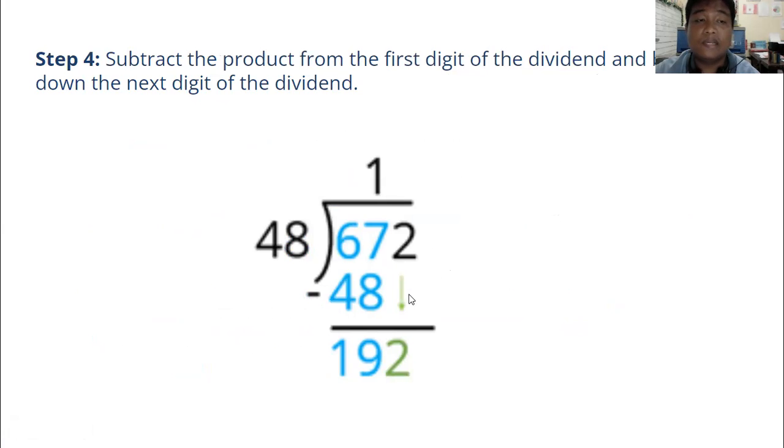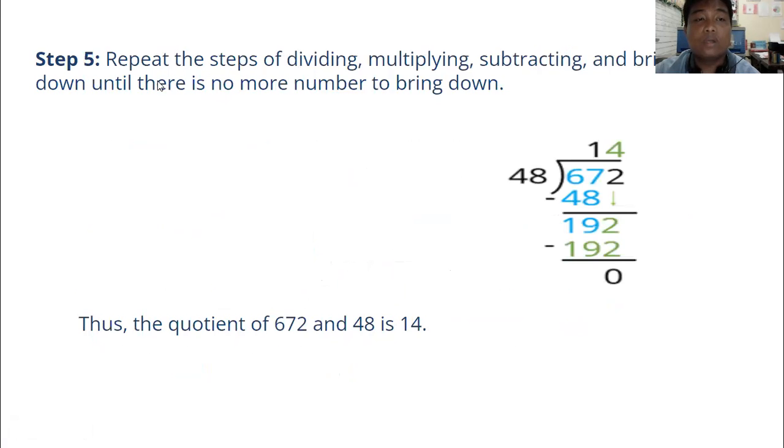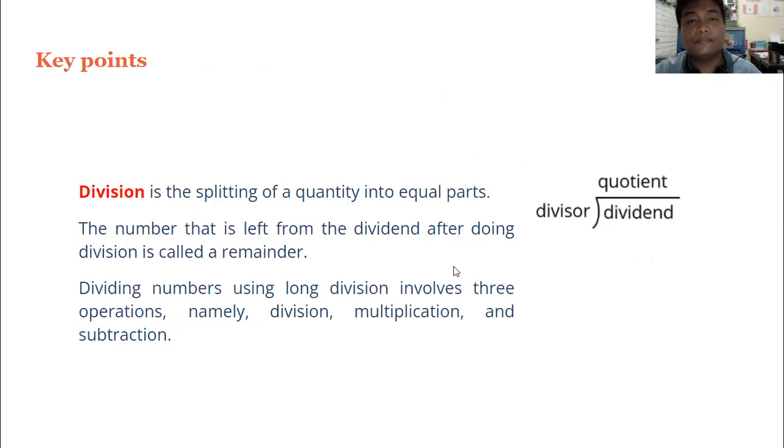Then bring down the next digit, 2. Then 192 divided by 48. So repeat these steps by dividing, multiplying, subtracting, and bringing down until there is no more. So look at the multiplication of 48, no? 48 times 2, 48 times 3, 48 times 4, no? Whichever gives the result of 192, that's the answer. So 48 times 2 equals 192. So subtract, and it is 0. So thus, the answer is 14.